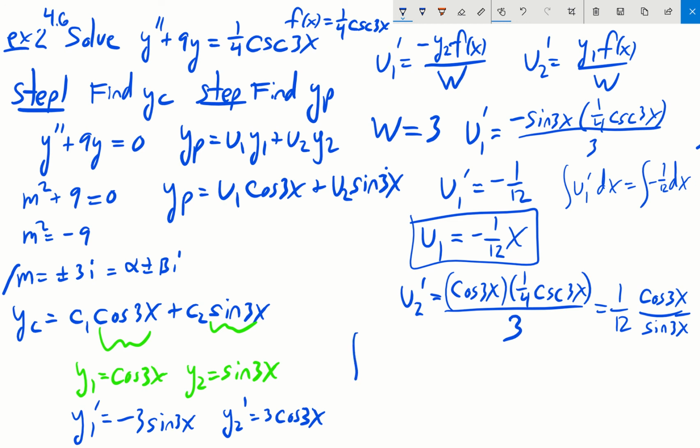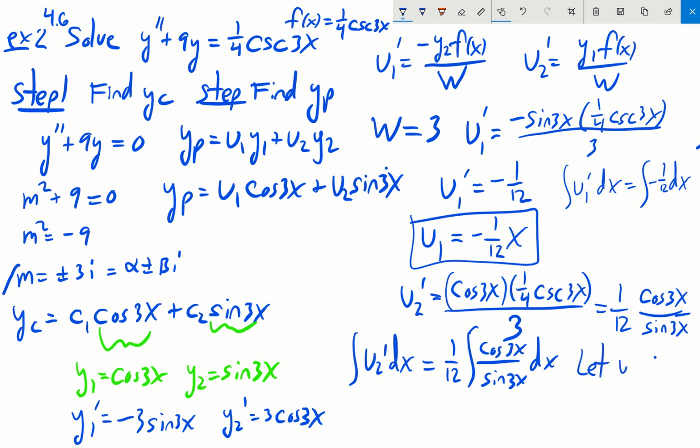So to find u2, we now integrate both sides with respect to x. You can pull the constant, that 1/12, out. Cosine 3x divided by sine 3x dx. Again, if you made it cotangent, you can just use a table for integration. I'm fine with that. But if you wanted to do it by hand, we already are using u, so let's do a w substitution. Let w equal the denominator, that would be sine 3x. And then dw would be 3 cosine 3x.